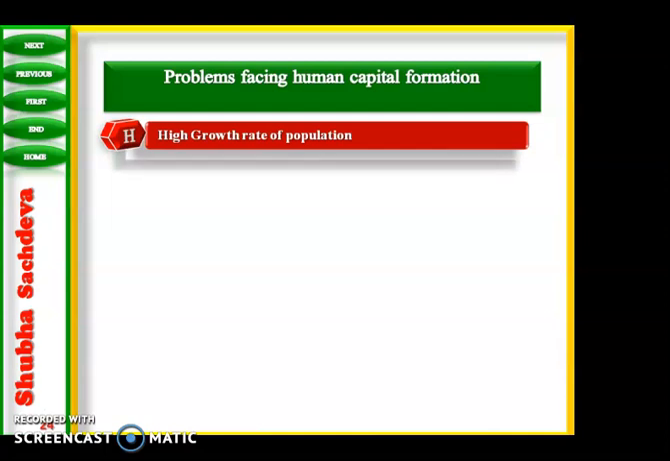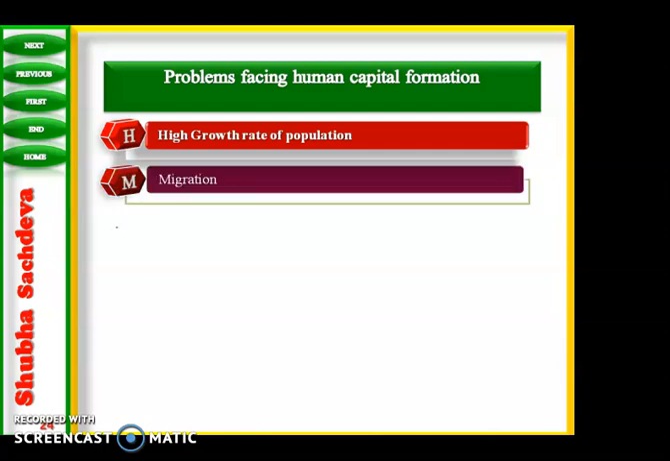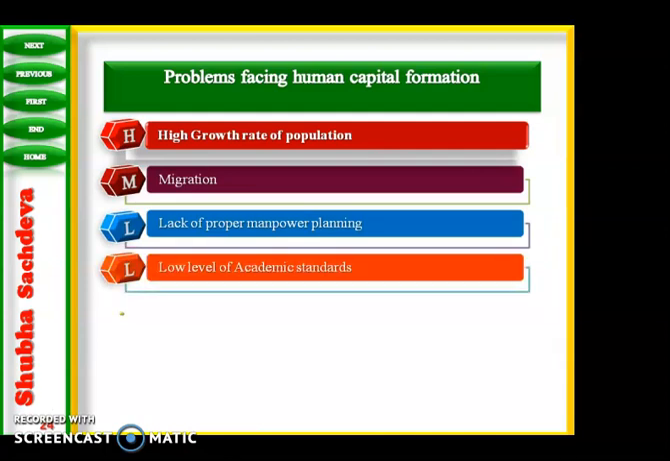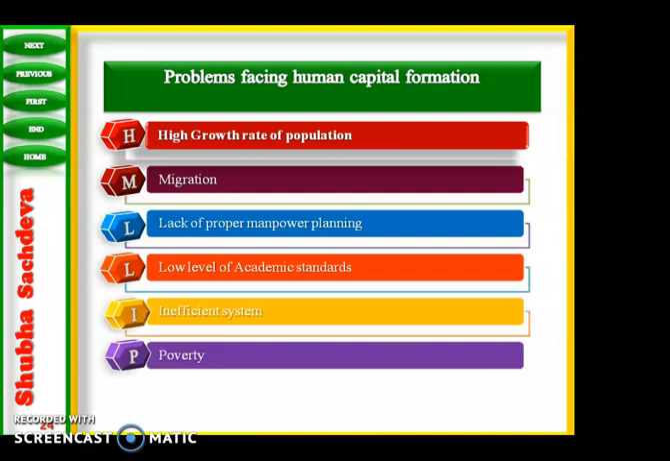The very first problem in our economy, due to which human capital formation has become very tough, is the high growth rate of population. The number of people living here is so large that for each and every policy we make, whether of education or health, we are unable to cover every person, because the population of India is increasing very rapidly. Then migration, we'll discuss this one by one. Lack of proper manpower planning, low level of academic standards, inefficient system, and poverty.